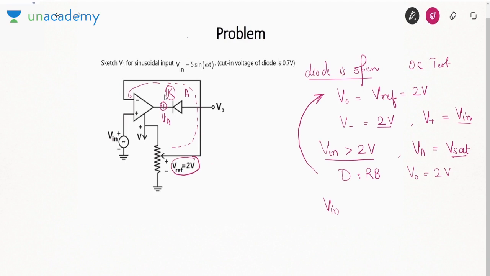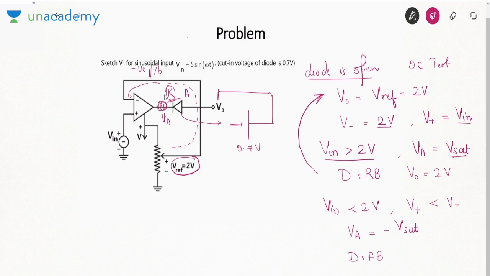Now when Vin is less than 2 volt, in that case positive terminal voltage is less than negative. If positive is less than negative, Va is minus Vsat. If Va is minus Vsat, cathode is connected to negative voltage, the diode is forward bias. If this diode is forward bias, then what you will do? You will replace this diode by a battery. This battery will be 0.7 volt. Due to this, negative feedback path is completed.